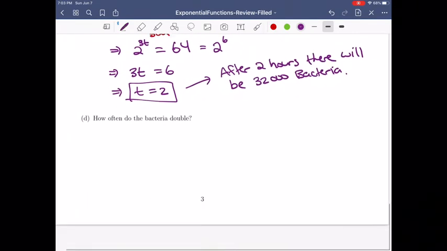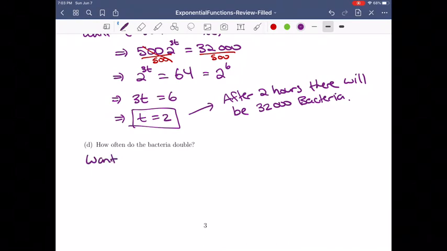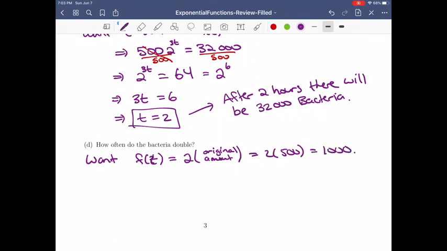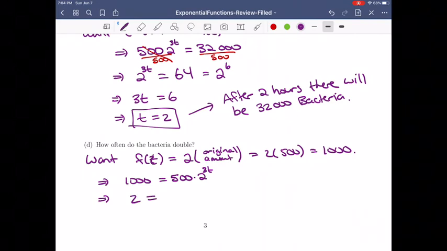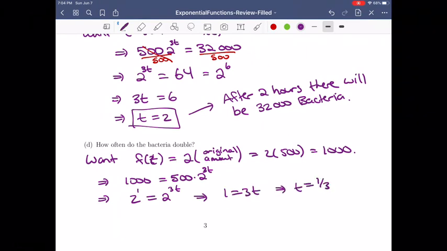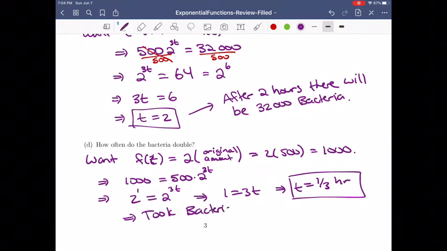How do I know how fast the bacteria double? Here I want to know when they first doubled. So I want f of t to be 2 times our original amount of bacteria, so that's 2 times 500. I want to know when it was equal to 1,000. So I want 1,000 equal to 500 times 2 to the 3t. I divide by 500, so 2 is equal to 2 to the 3t, so 2 to the 1. So I need 1 equal to 3t, which means t is 1/3. Now this is 1/3 of an hour, which is actually 20 minutes. So it took the bacteria 20 minutes to double their number.